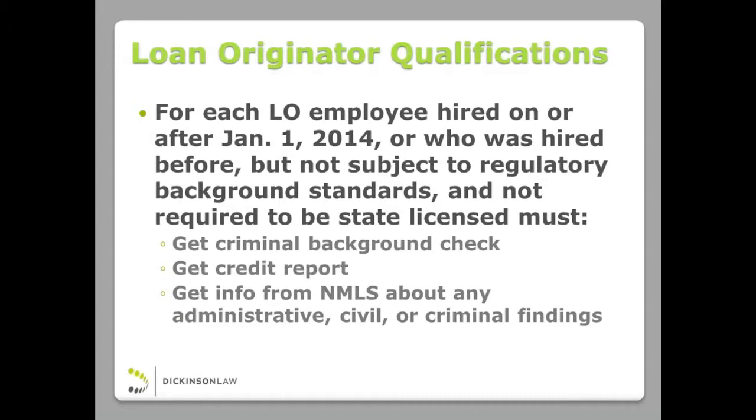So what does this mean? This really breaks up the universe of employees that you have into a few buckets. You have, for each loan originator employee hired on or after January 1st of 2014, there's your first. That's anybody who you hire who's going to engage in loan origination activity after January 1st of 2014. If you hire them after that date, then you have to get these background checks, and these qualification rules I'll discuss are going to apply to them.